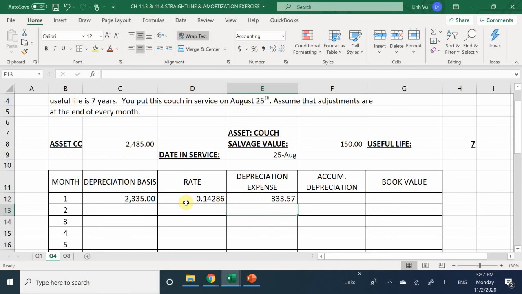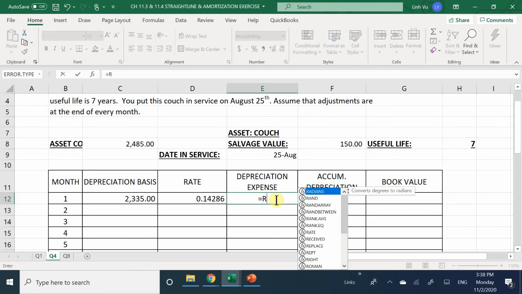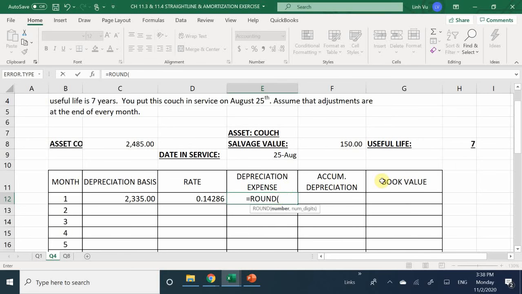Don't worry about it. It's towards the end of the day. All right, so this is how much depreciation expense you would accumulate for 1 whole year. Now, how much is it if I were to just find out how much it is for 1 month? Well, you could divide that 333.57 by 12, right? Exactly. And what do you get? 27.7975.